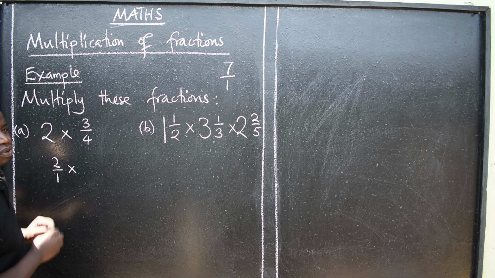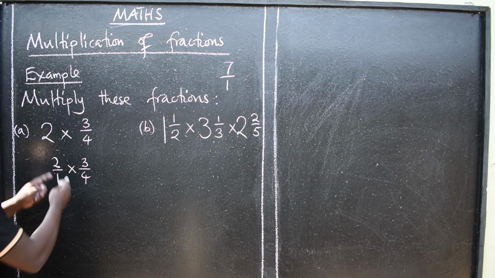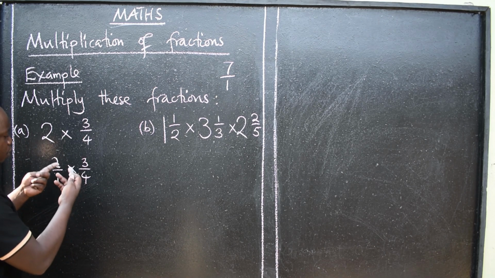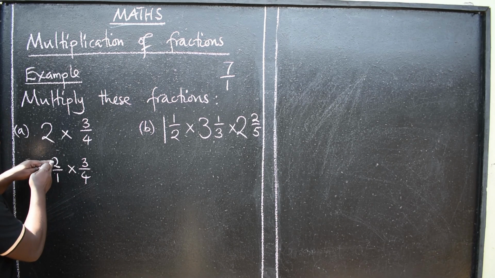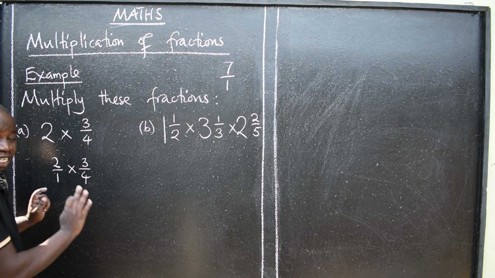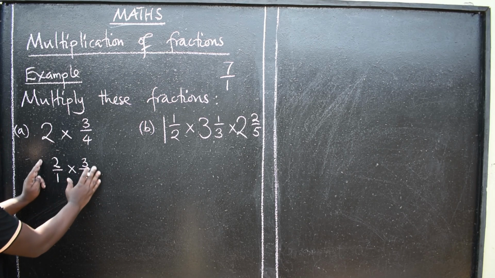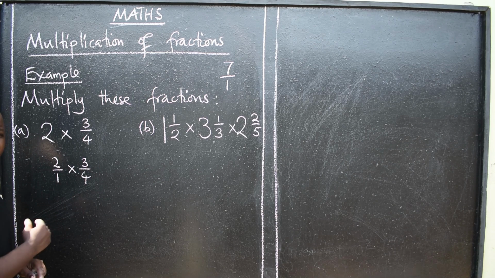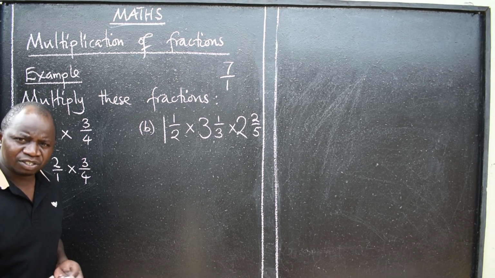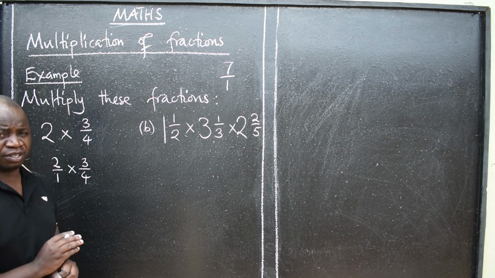Times, this one is already a fraction, so it will be 3 over 4. So we have a fraction here, we have a fraction here. What next? When multiplying fractions, you can multiply 2 times 3, then 1 times 4. That is the way we multiply. But before you multiply, you should look at the numbers that are given and see if you can reduce. Don't be multiplying big numbers. Reduce them so that you have small numbers. In that case, you won't make mistakes.